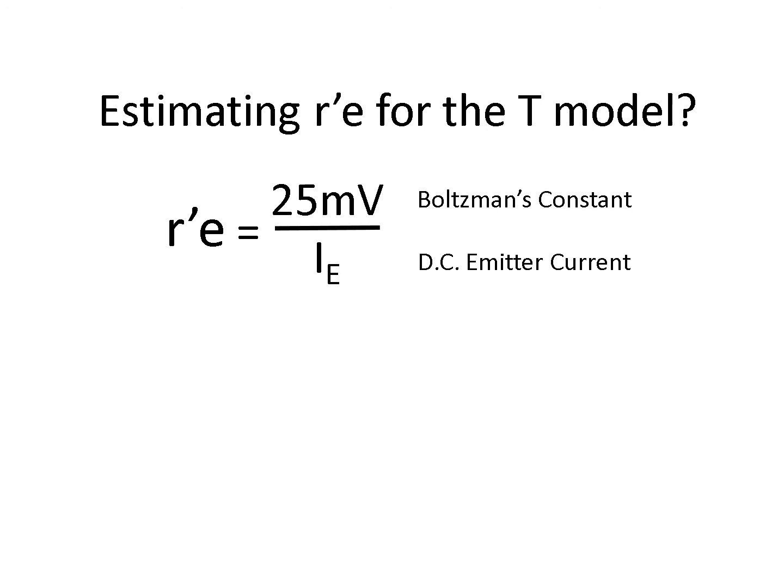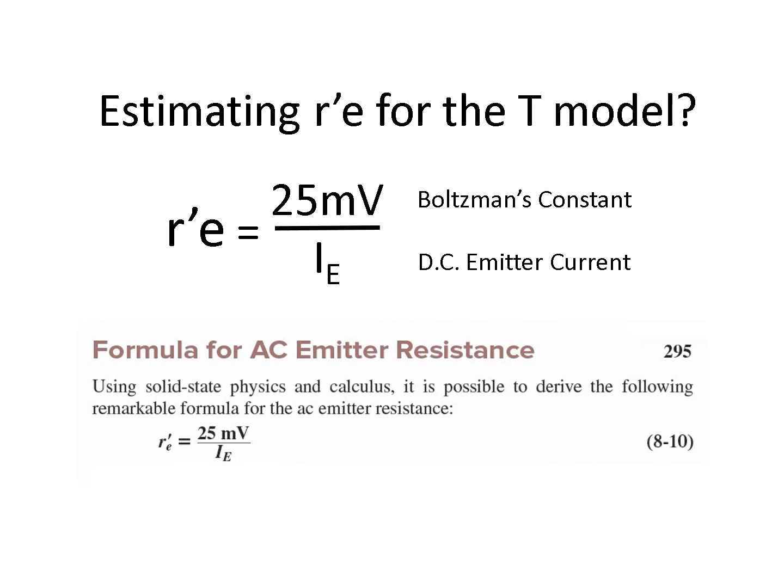And in fact, in the text, he specifies that the formula for AC emitter resistance, that he could demonstrate that using solid state physics and calculus. So I'm going to say you just have to take my word on it that this is possible. And if you want to learn more about it, you probably need to go on to physics or engineering at a university level, and maybe even do a master's or PhD study. So we'll just accept that the impedance on the base emitter diode is 25 millivolts divided by the DC emitter current. And that's the end of this one.